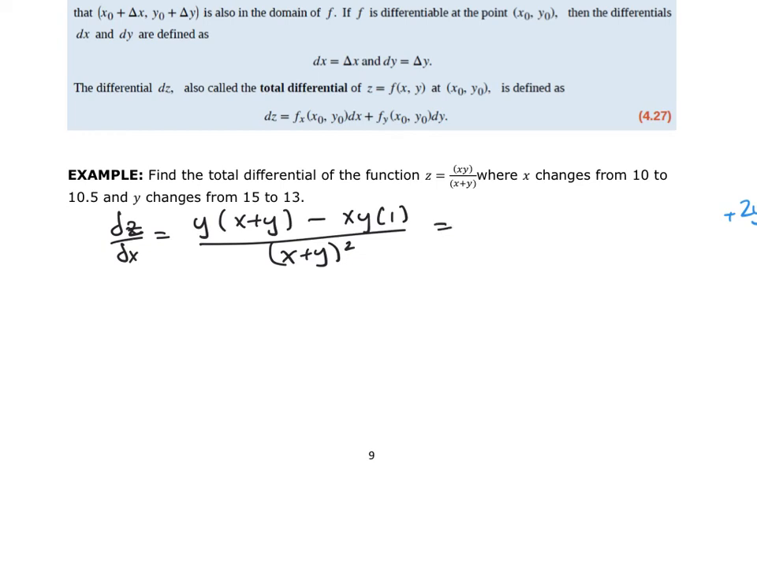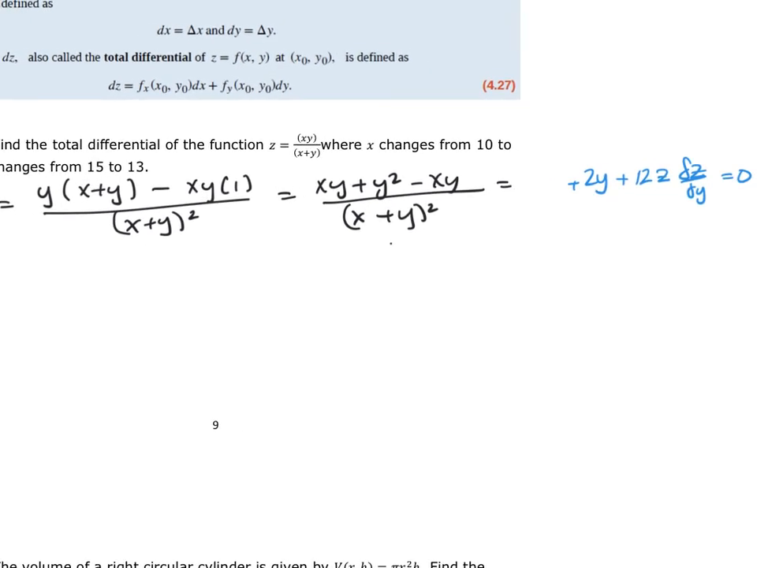I'm just going to clean this up a little bit. So I'm going to get xy plus y squared minus xy over (x plus y) quantity squared, which is going to give us some stuff that just came along for the ride. It's going to give us y squared over (x plus y) quantity squared.